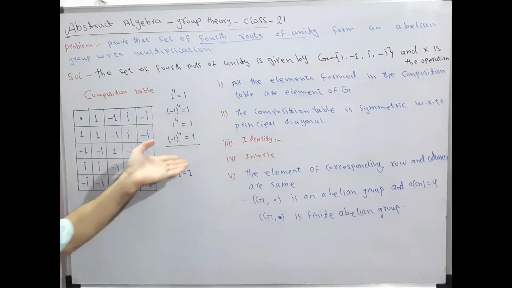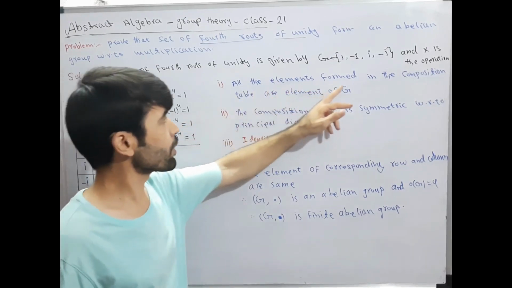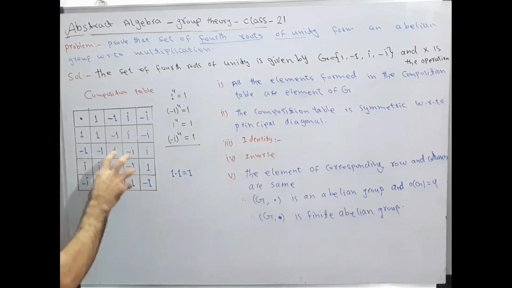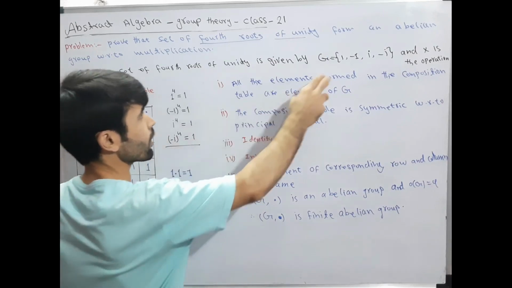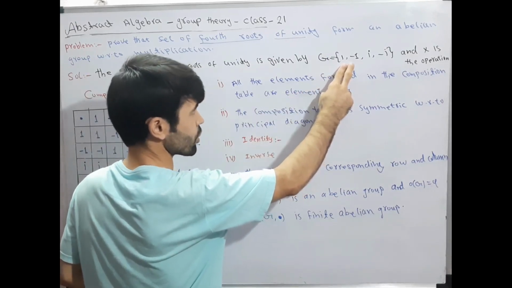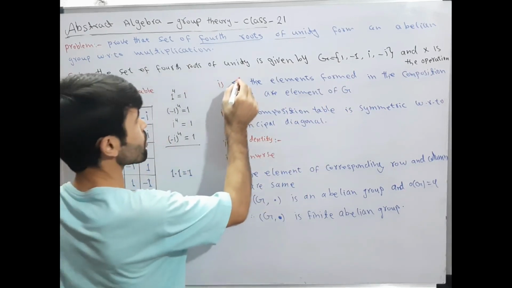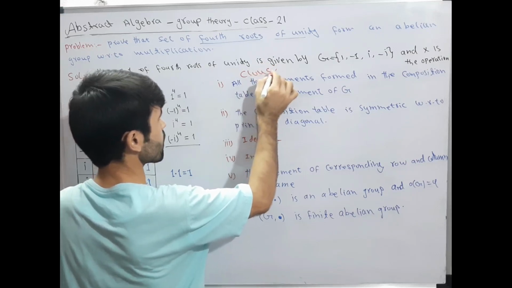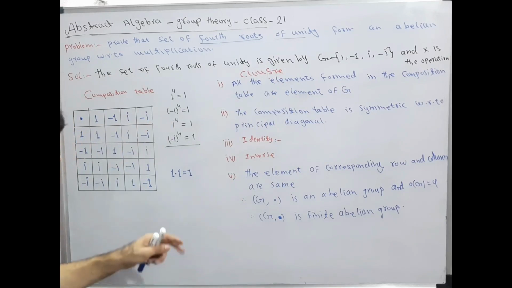As we see in the composition table, all the elements formed in the composition table are elements of G. Every element in the composition table is in G. Therefore it means the closure axiom holds. Actually it is the first axiom, the closure axiom.